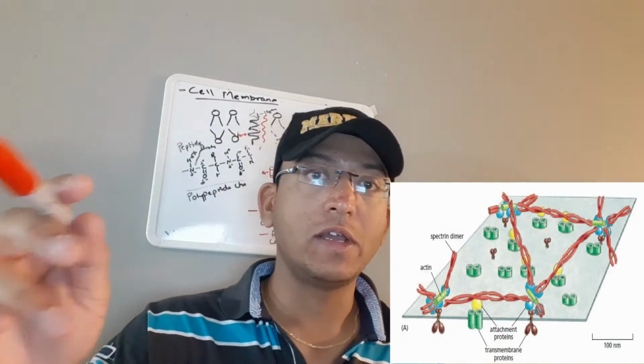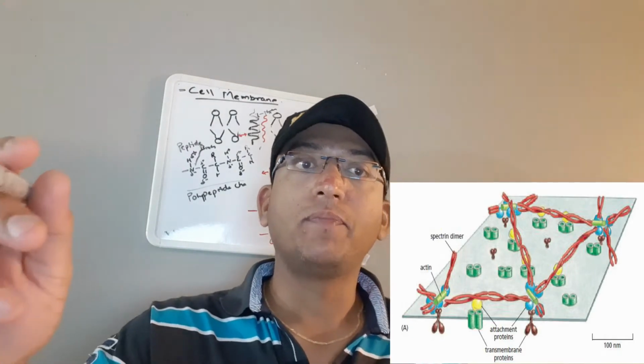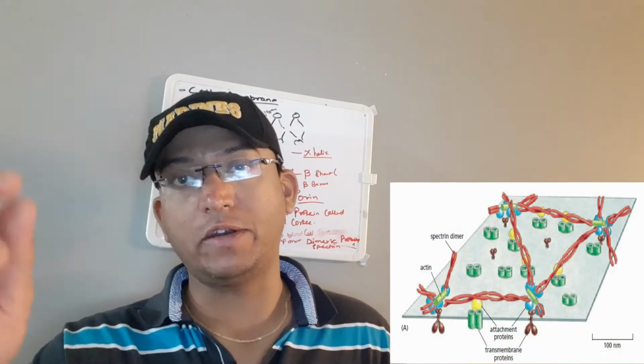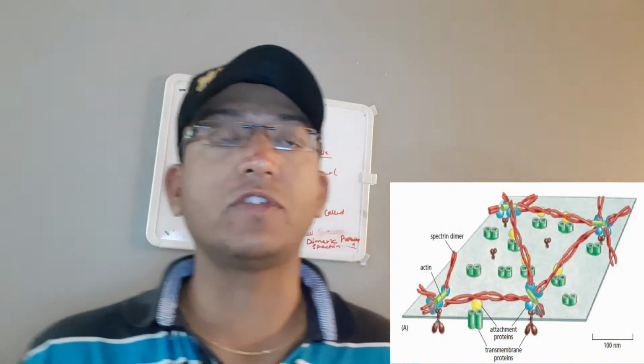So you can see that in yellow and blue, that is an attachment protein, and the green and brown is a transmembrane protein. So this is how the spectrin supports the cell membrane.